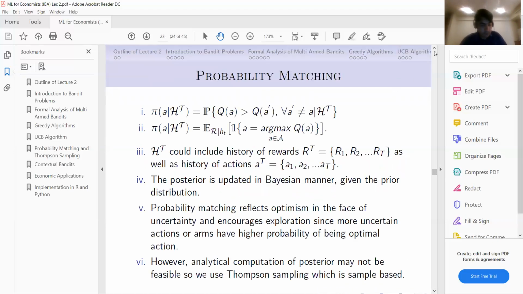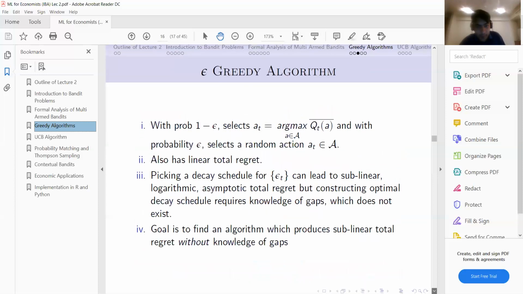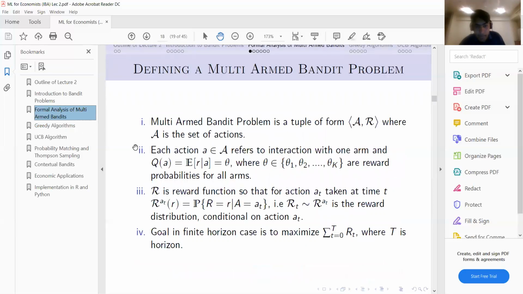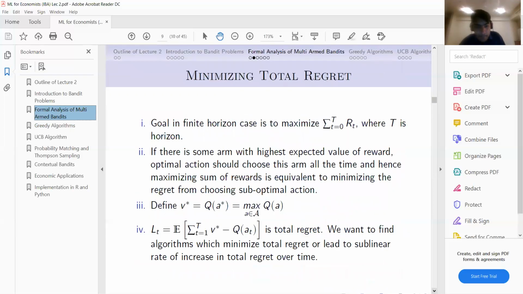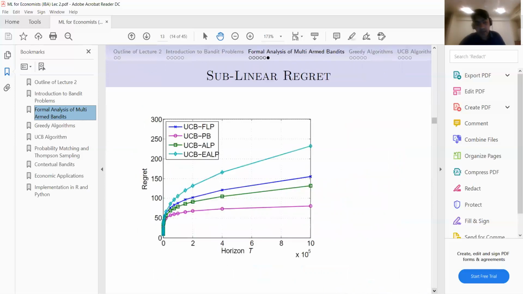UCB algorithms have these asymptotic sublinear regrets, which is what we're after.